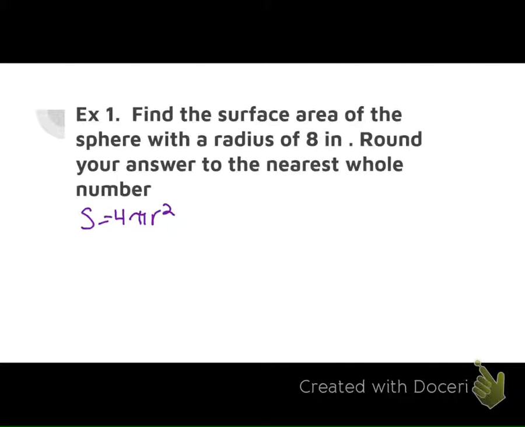Okay, so find the surface area of a sphere with a radius 8. Round your answers to the nearest whole number. Okay, so Brandon, we have our formula. What is your radius? 8 inches. So 8 inches. We're going to square that. What's 8 squared? 64. Okay, we have 64 times 4. That is 256. 256 pi inches squared.